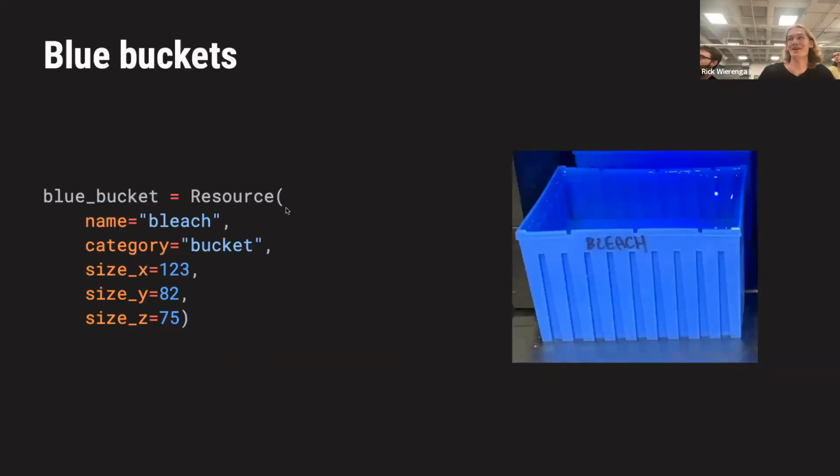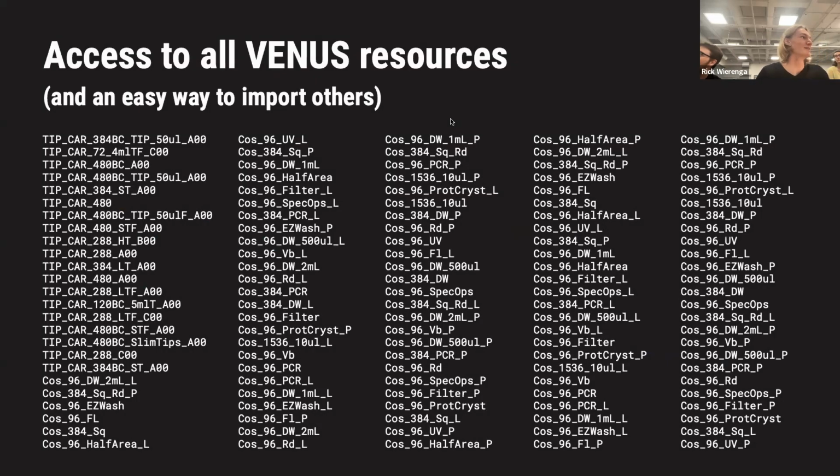The wonderful thing about having resources defined abstractly in Python like this is that you can actually define any resource as you like. So for example, the blue buckets are now their own Python resource, where they would previously be represented as just plates in Venus, which is not the best in our opinion. Don't worry, we also have access to all Venus resources. You don't suddenly lose the ability to import them. This is just a few of them. And there is an easy way to import other resources that we may not have implemented ourselves yet.